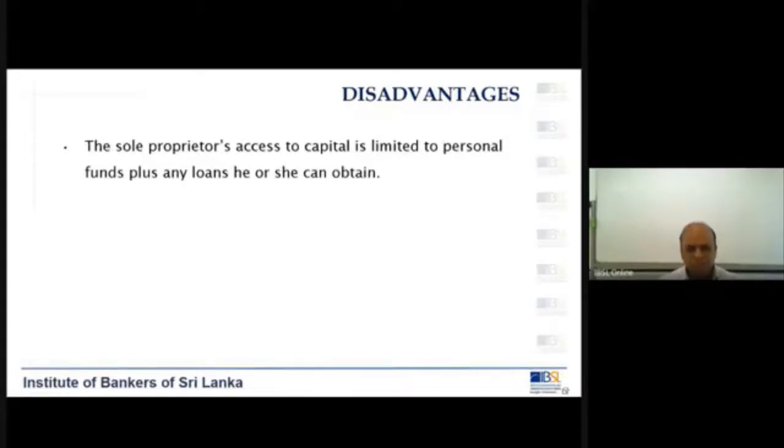First, if you don't have the required funds within you, then you have to go in search of funds from other people. So it could be the bank, or it could be your parents, or it could be your friends. So access to the capital to set up the business is very limited.